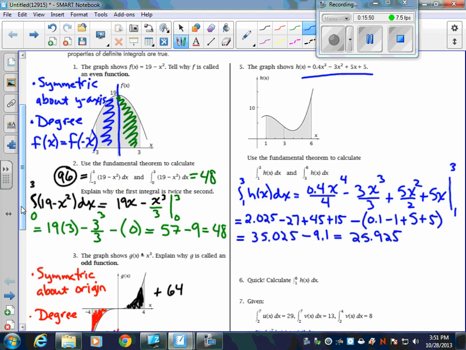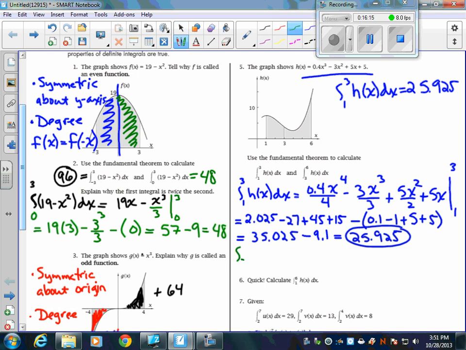But pause the video right now and make sure you understand where all of that came from, okay? Because writing it down is not important. Understanding what you're doing is. So I have one definite integral, so I'm going to go ahead and just write it down up here. So the integral from 1 to 3 of h of x dx is 25.925.